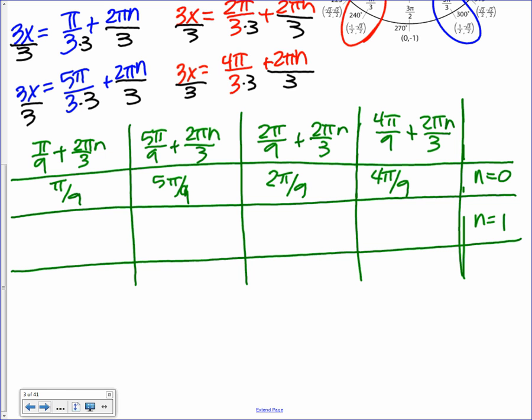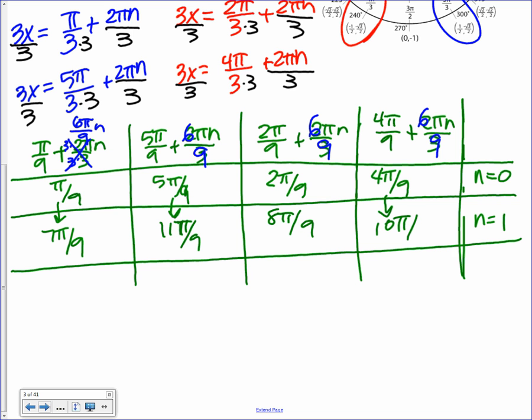what happens here is that I actually have to start adding 2 pi over 3's. If I multiply top and bottom by 3, that means I'm really adding 6 pi over 9. Literally, guys, I want to add 6 to each of the answers every time I go to the next n equals 1. So if I add 6 over here, 1 pi over 9 becomes 7 pi over 9. This becomes 11 pi over 9. Add 6, I get 8 pi over 9. Add 6, I get 10 pi over 9.